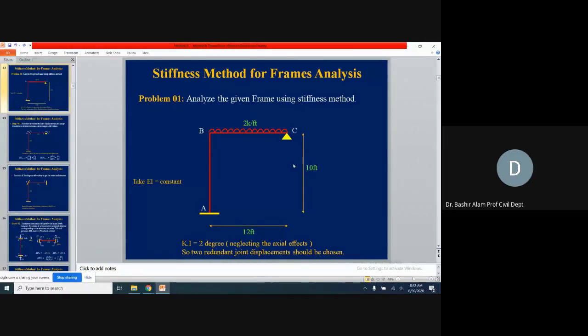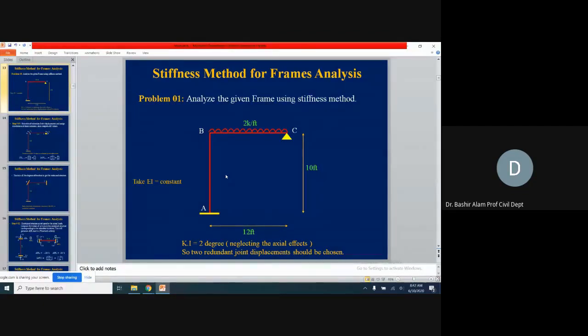But as it is a bending dominated structure, we can neglect the axial effects. If we neglect the axial effects, BC is not allowing any lateral displacement, and AB is not allowing any vertical displacement. So horizontal and vertical are both not allowed. It means we can take out 2 displacements out of these 4, so it becomes kinematically indeterminate to 2 degrees.